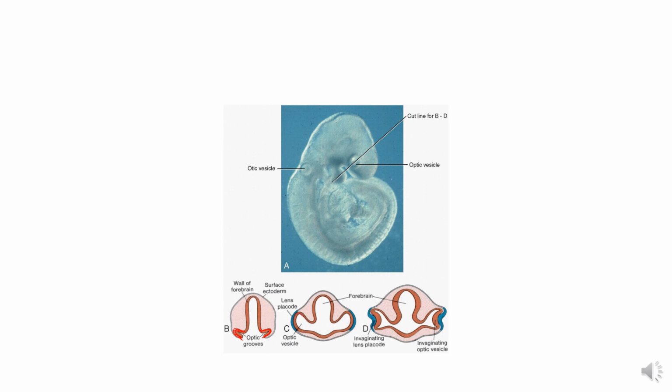Now these sulci, they are forming outpocketings here, which are known as optic vesicles. The cavity of each optic vesicle is continuous with that of the forebrain. Here you can see the cavity of optic vesicle is continuous with the cavity of the forebrain. Each optic vesicle grows laterally into the adjacent mesoderm and soon becomes surrounded by a sheath of mesenchyme, which is partly derived from the neural crest cells.